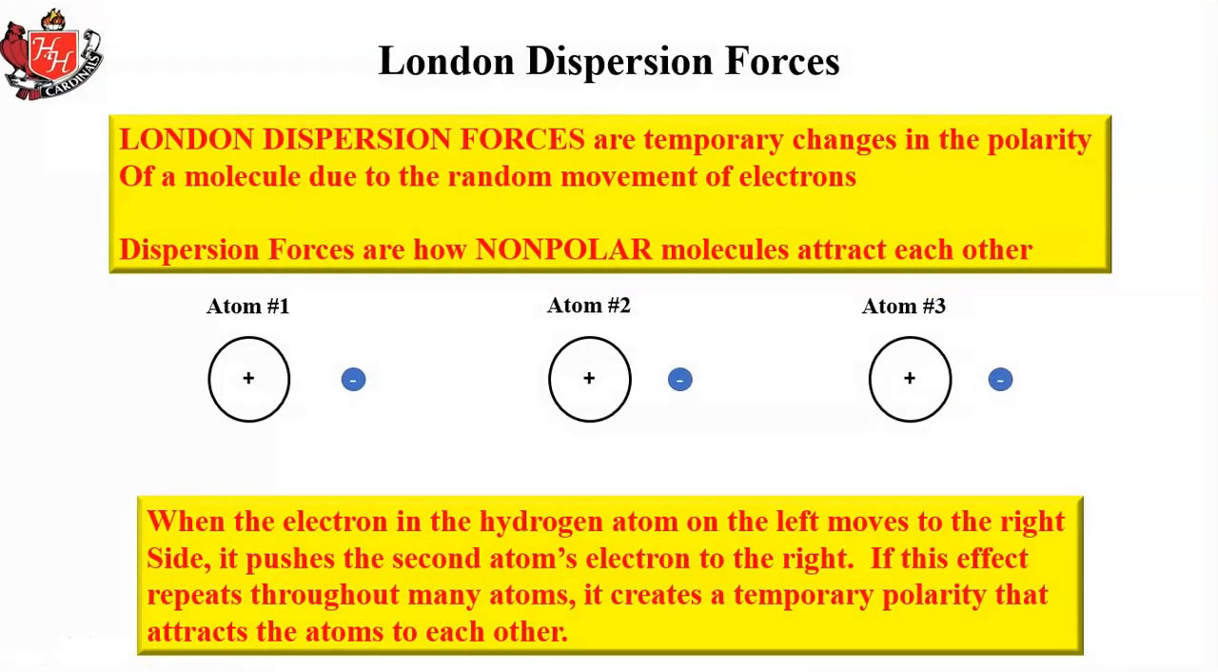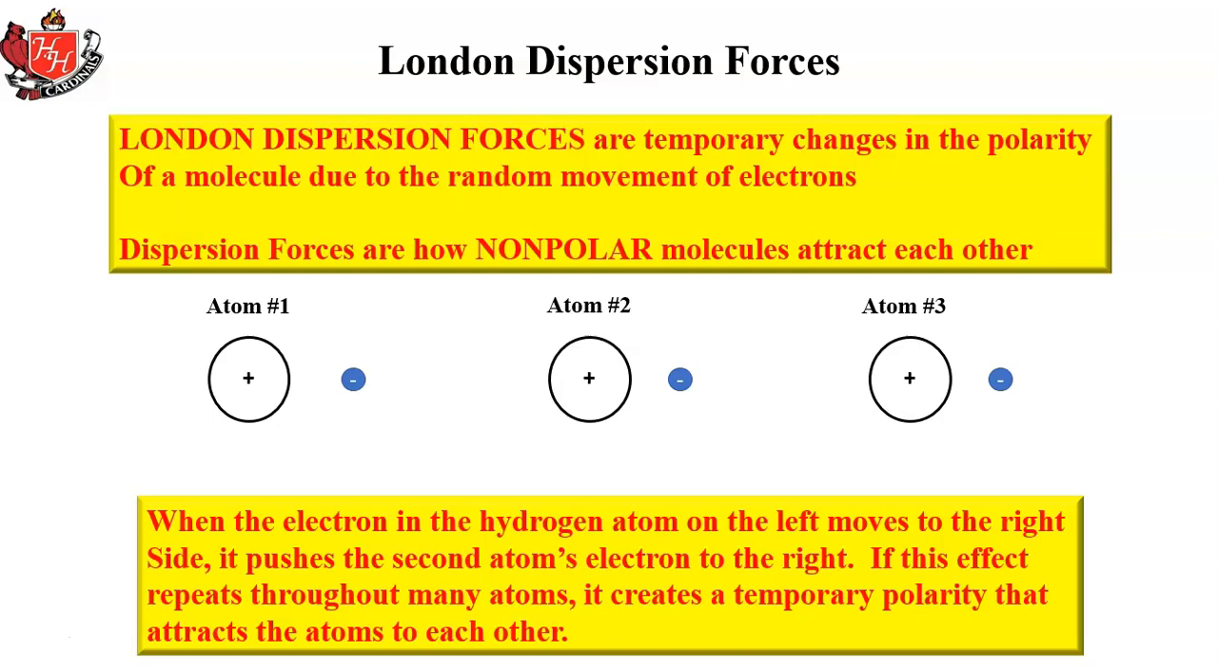Okay, London dispersion forces are temporary changes in the polarity of a molecule due to the random movement of electrons. And although it's random, what happens is the electrons tend to get pushed over to one side and therefore create a polarity in a molecule that's nonpolar. So dispersion forces are how nonpolar molecules attract each other.